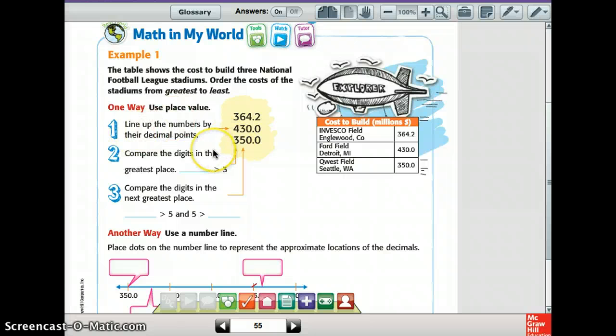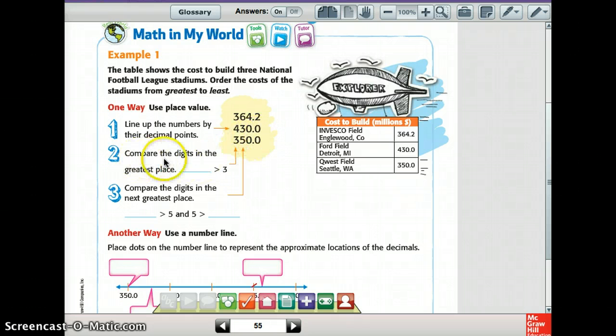So you're going to line up the numbers by their decimal points. So you have to make sure these decimal points line up. So even if they just said here 430 or 350, you could put on the decimal of 0 tenths, so 430 and 0 tenths, which is what they did here, annexing those zeros, putting it on. Remember, it doesn't change the value.